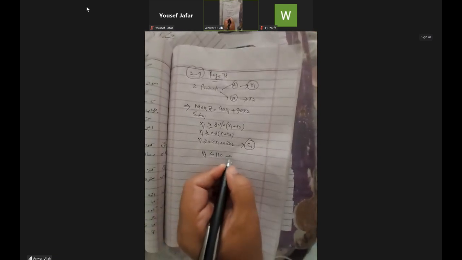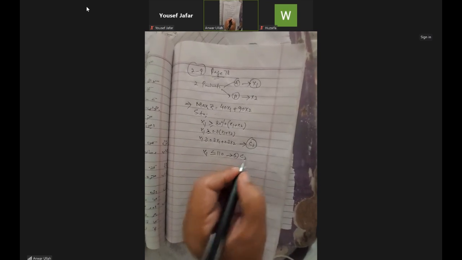Now we will go to the second constraint. It says that the company cannot sell more than 110 units of A per day. So it means that X1 must be less than or equal to 110 units. This is the second constraint actually, or C2.